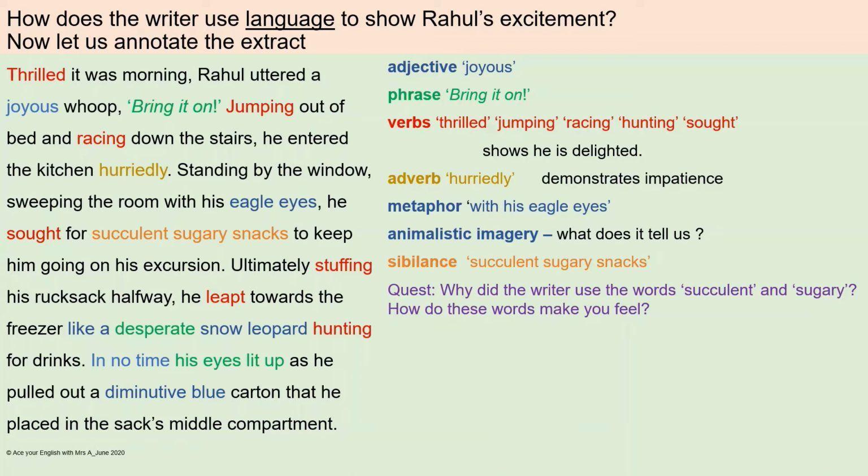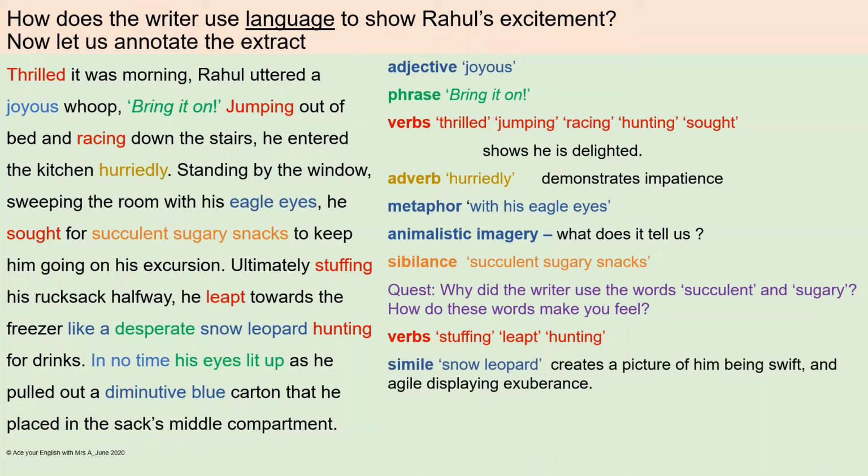How does it show what's going on in Rahul's mind? So we have some more verbs there, stuffing, leapt and hunting. And then there's the simile of the snow leopards. Because he's not a snow leopard, again, some more animal imagery. But it creates a picture of him being swift and agile, displaying exuberance. Again, another phrase, his eyes lit up. How does that explain how he felt when somebody's eyes light up? Yes, I'm sure you're answering that as well.